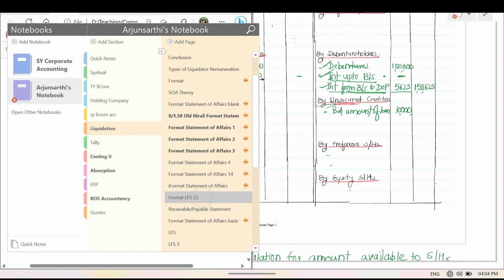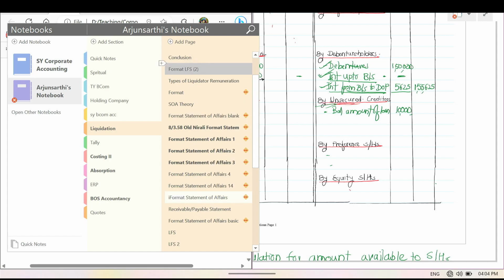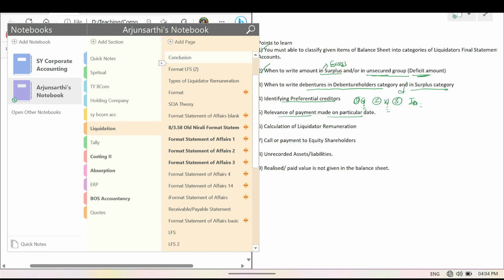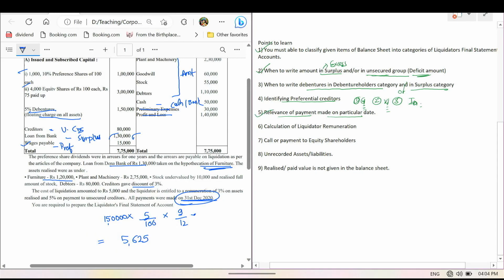One second. Now that will become easy, that will save our time. Now, this identifying preferential relevance of date of payment, you must have understood this.